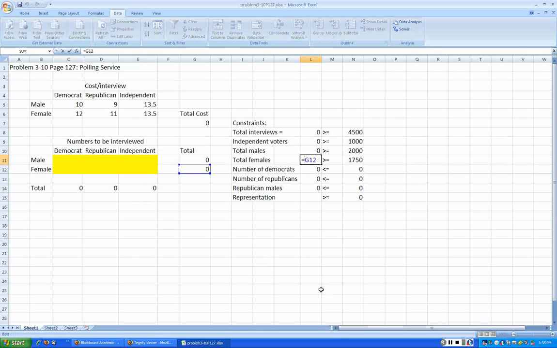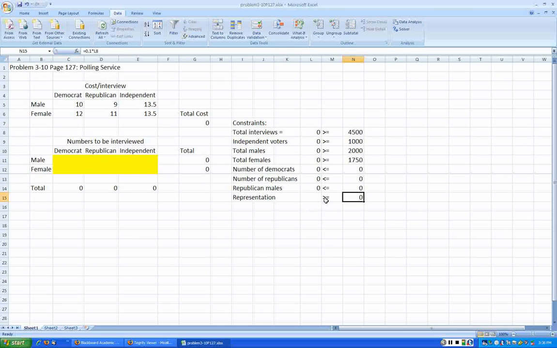That's greater than or equal to. The number of Democrats, that is both male and female put together, I draw a reference to this, should at least be equal to 40% of the total interviews. Total interviews is what we have here, which is the sum of these two, so draw the reference back to that. 40% of the total interviewed are Democrats, and likewise the total Republicans interviewed are 40% of the total interviews. Republican males should be no more than 25% of the total interviews.